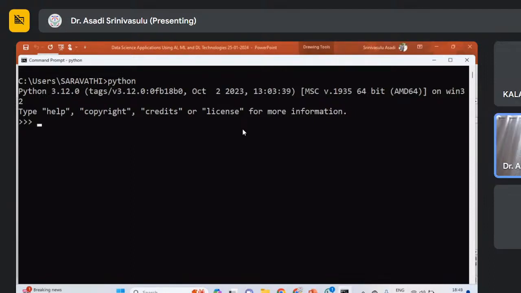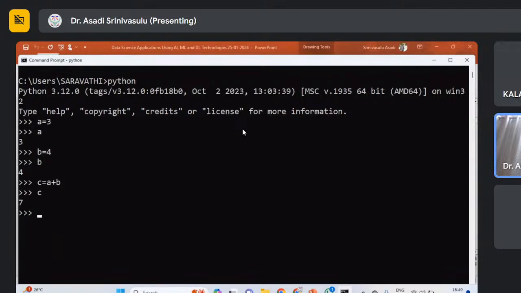Here, Python can be executed in two ways. This is IDLE, the Integrated Development and Learning Environment. A is equal to 3, you can check the A value. B is equal to 4, you can check the B value. Then C is equal to A plus B, you can check the C value. 4 plus 3 is 7. So this is a simple manner to execute Python programming.